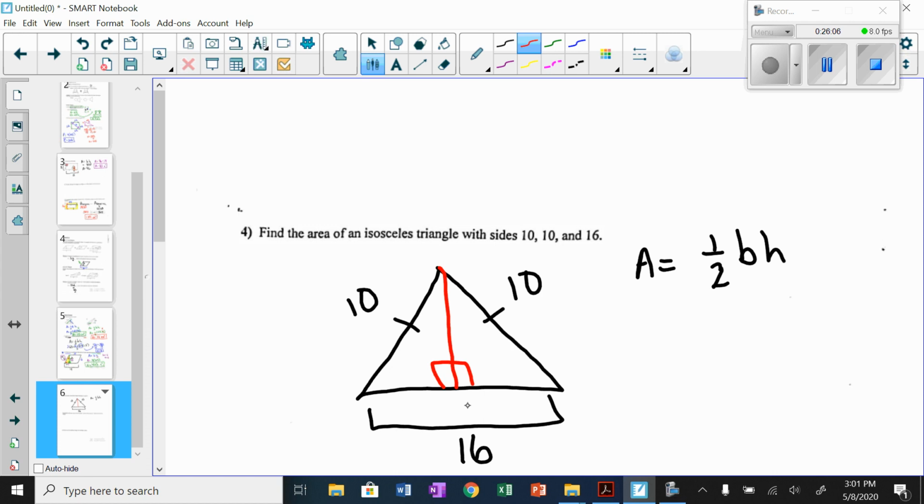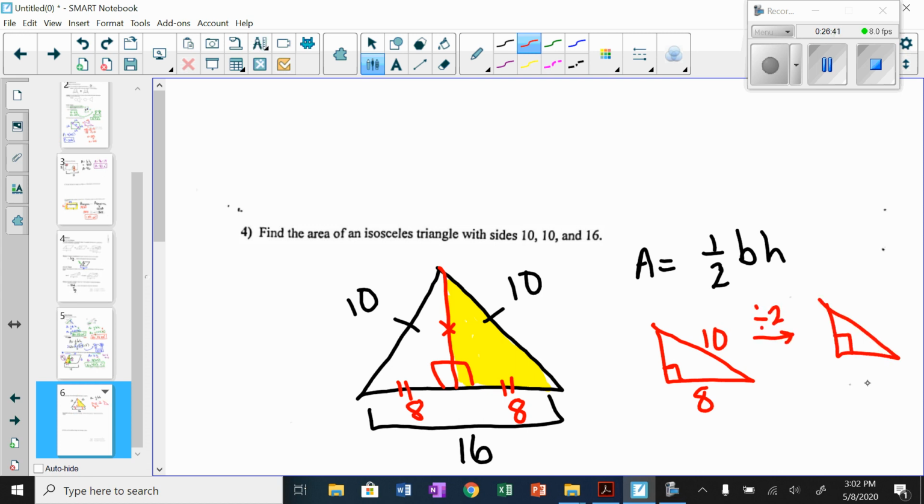And when I drop down that altitude, these two triangles end up becoming congruent by hypotenuse leg, which means this 16 gets split into 2 eights. And I can easily find the height by looking at one of these two triangles. We have an 8 and a 10. I'm going to take that triangle, I'm going to divide by 2. We have a 4 and a 5, which is a triple. A 3, 4, 5, go back, multiply by 2, and we get a 6 for our height.